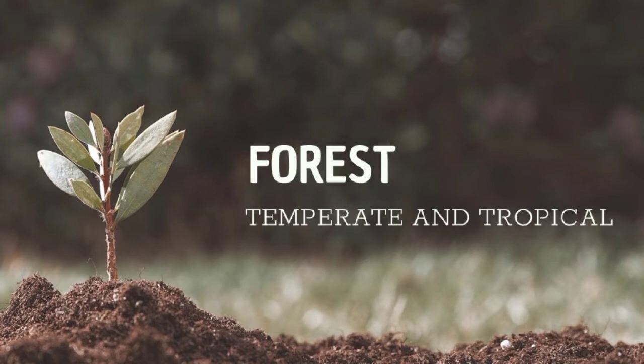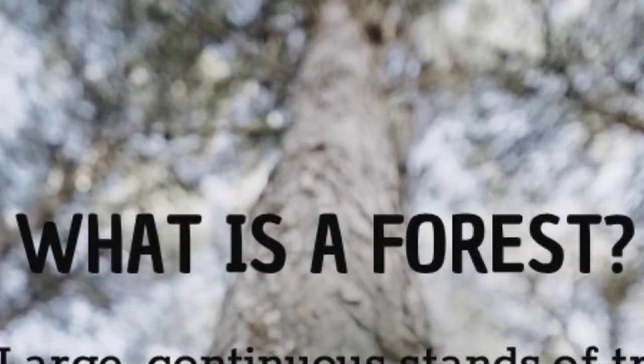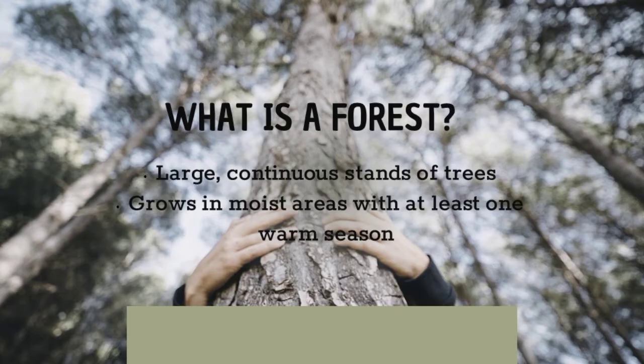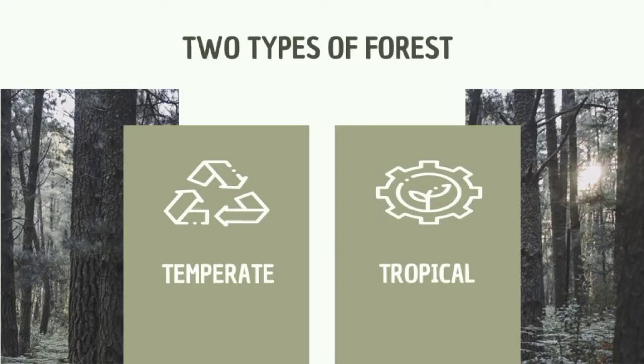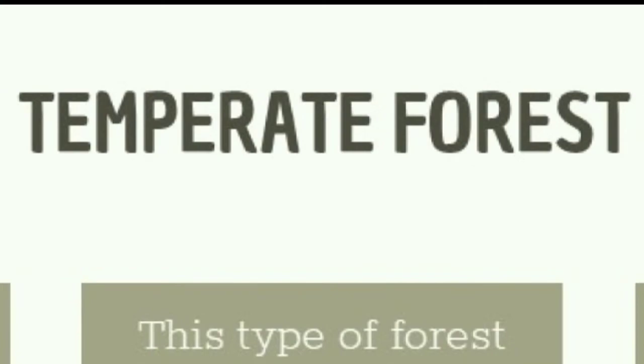So, I think they already discussed the other terrestrial biomes, and now I'll be discussing to you the temperate and tropical forests. Before anything else, let me define to you what a forest is. A forest is a large, continuous stand of trees that grows in moist areas with at least one warm season. There are two types of forest, the temperate and tropical. Now, I will be discussing first the temperate forest.